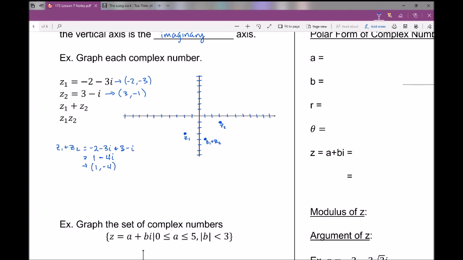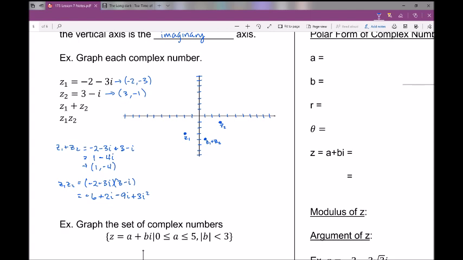To find the point z1 times z2, we simply have to multiply the two numbers. z1 is negative 2 minus 3i, and z2 is 3 minus i. When we multiply two complex numbers, it's pretty much like foiling a polynomial. So we get negative 2 times 3 is negative 6. Negative 2 times negative i is a positive 2i. Negative 3i times 3 is a minus 9i. And negative 3i times negative i is positive 3i squared.